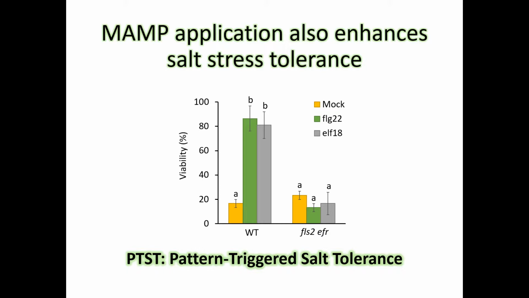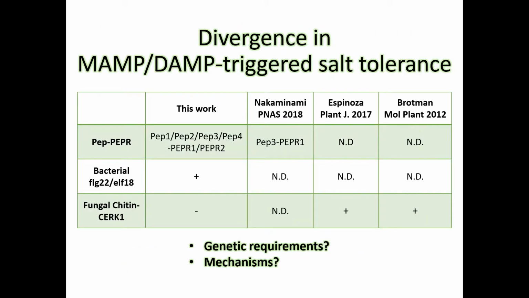Several studies have also reported very similar phenomena. Just very recently, Nakaminami's group reported that overexpressing PEP3 or pre-treating plants with PEP3 induces salt tolerance, and they also reported that PEPR1 is involved in this phenomenon. In this work, however, we found that PEP1, 2, 3, and 4 induce salt tolerance, and both PEPR1 and 2 have a role in this phenomenon.